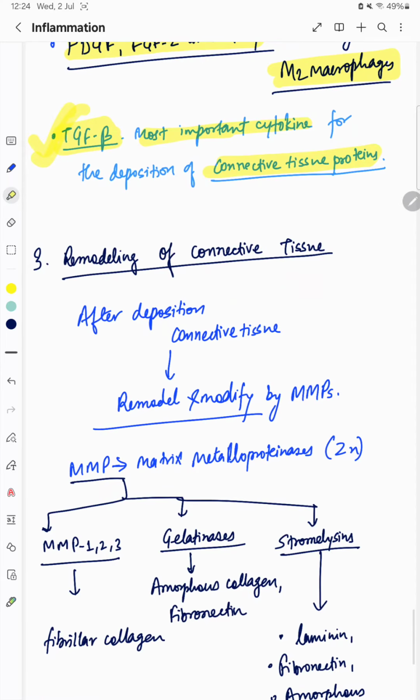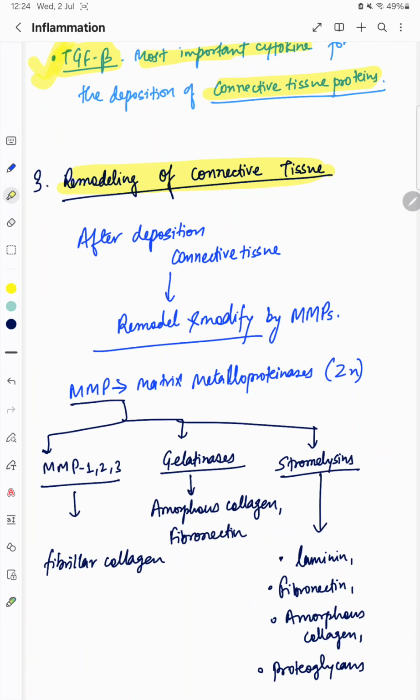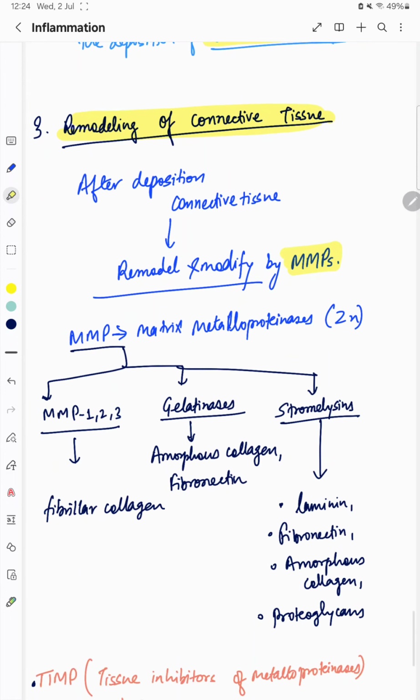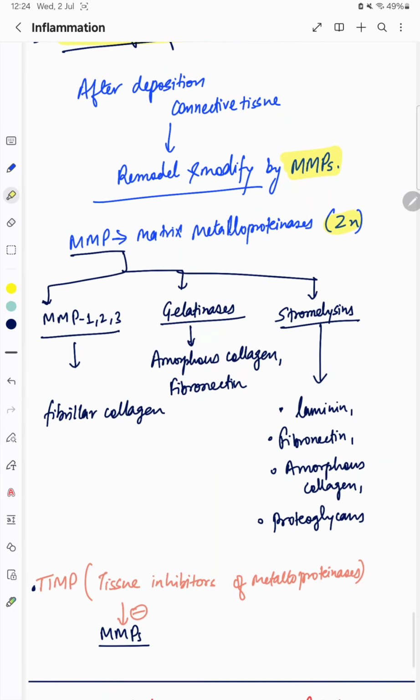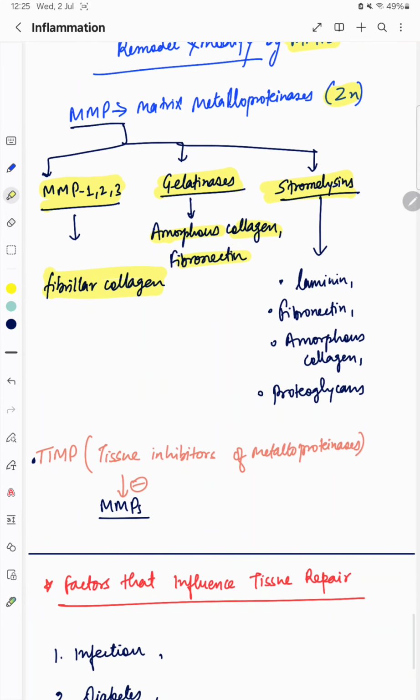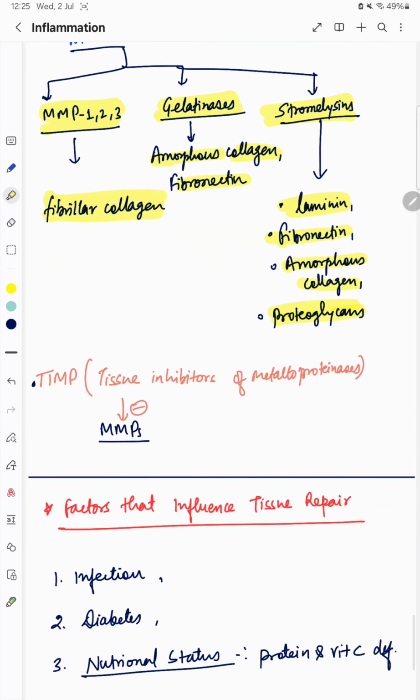The third step in granulation tissue and scar formation is remodeling of the connective tissue. After deposition of connective tissue, there will be remodeling of this connective tissue by matrix metalloproteinases. They are zinc based enzymes. Broadly they have three categories: MMP 1, 2 and 3, which will be responsible for the remodeling of fibrillar collagen. Gelatinases, which will be responsible for the remodeling of amorphous collagen and fibronectin. And third is stromalysins. They modify or remodel laminin, fibronectin, amorphous collagen and proteoglycans. There are tissue inhibitors of matrix metalloproteinases. They inhibit the functioning of matrix metalloproteinases.